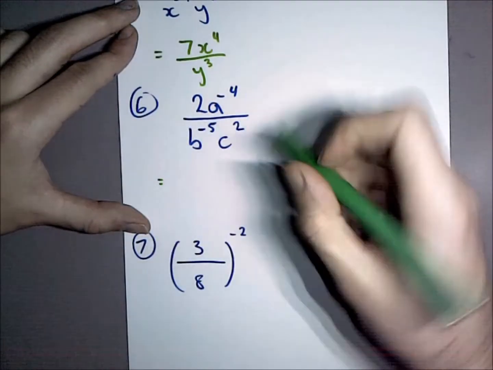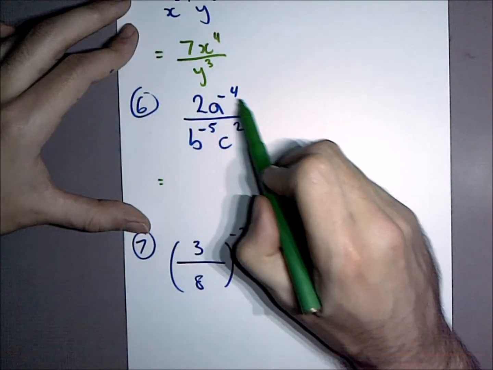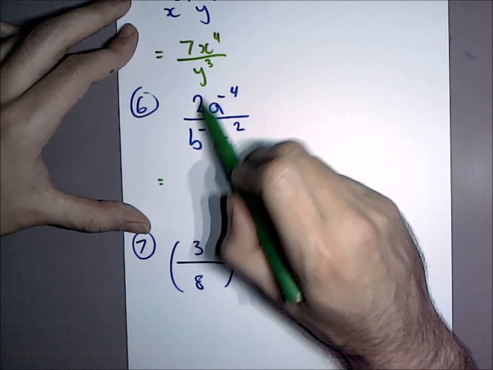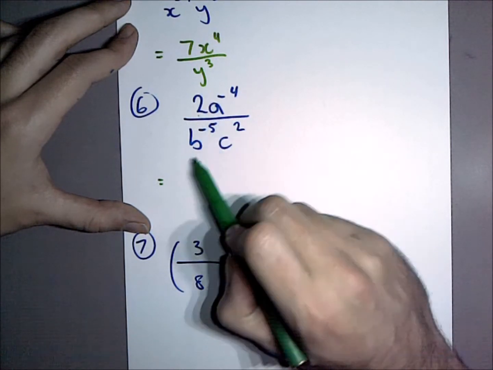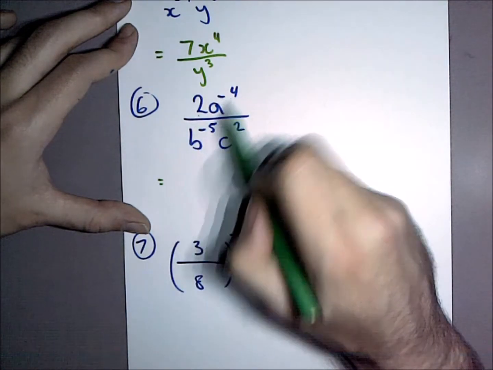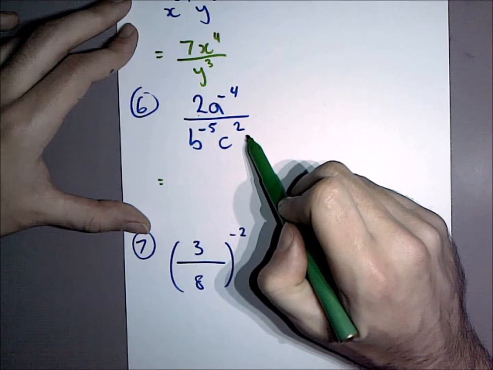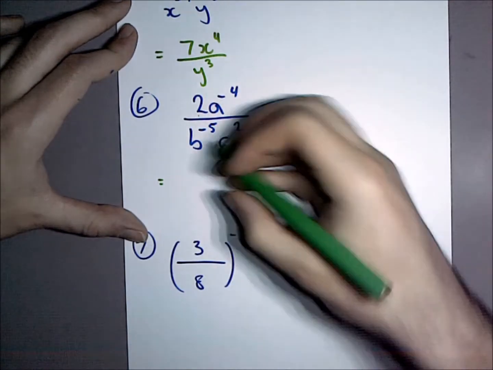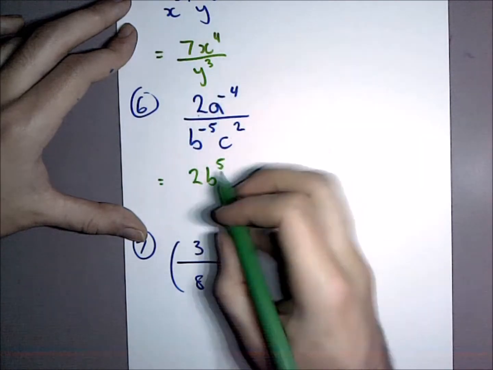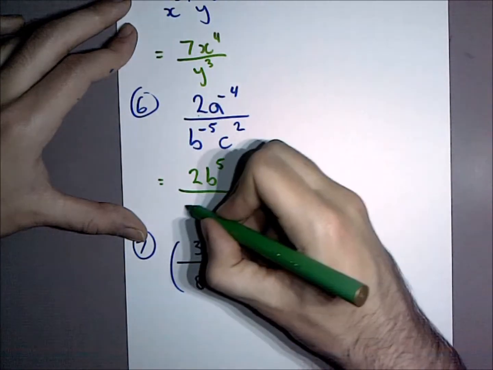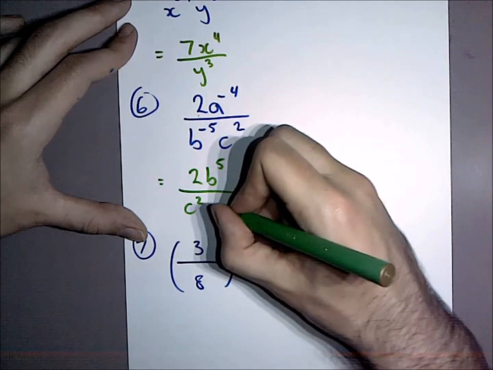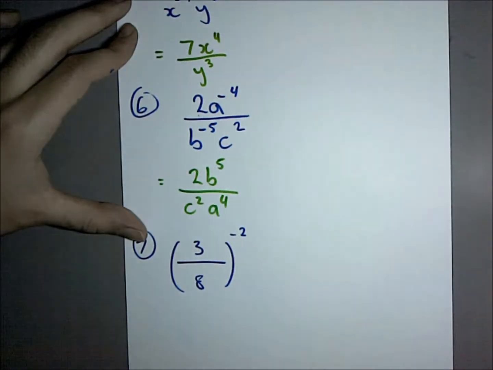Next one, we've got 2a to the negative 4. So this a and the negative 4 needs to move down. Not the 2 though, because he's still got a positive index, so just a 1. On the bottom, we've got b to the negative 5, so he's going to have to move to the top. So essentially, we're doing a bit of a swap. And c squared, it's positive, so it's going to stay there as well. So I'm going to have 2b to the power of 5, because he's moved up here, on top of c squared. And I've also got the a to the power of 4 that's coming down. So you can do it all in one hit, and you're done.